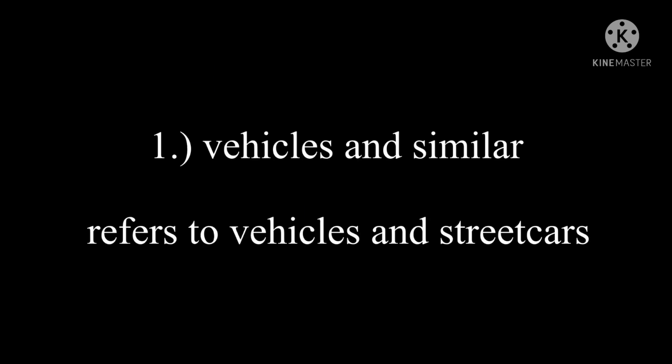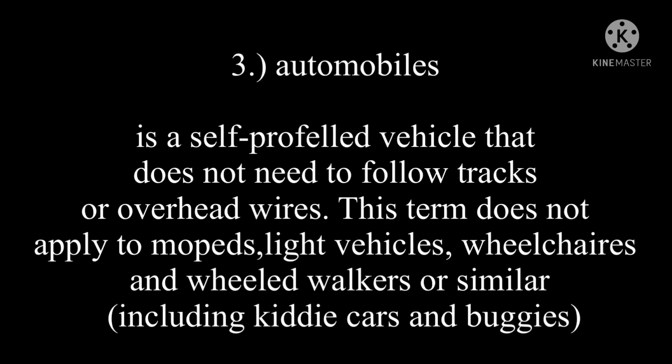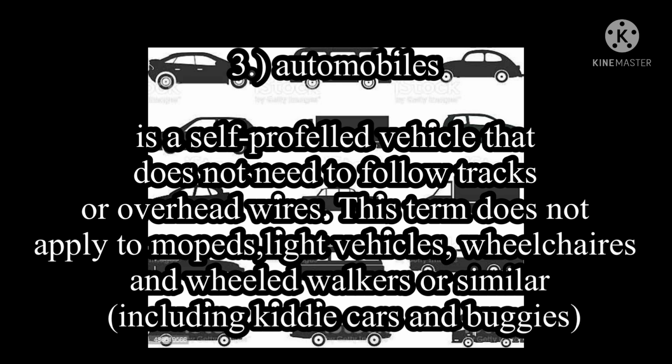Explanation of key terms. Vehicles and similar refers to vehicles and streetcars. Vehicles refers to automobiles, mopeds, light vehicles, and trolley buses. Automobiles is a self-propelled vehicle that does not need to follow tracks or overhead wires. This term does not apply to mopeds, light vehicles, wheelchairs, and wheeled walkers or similar.